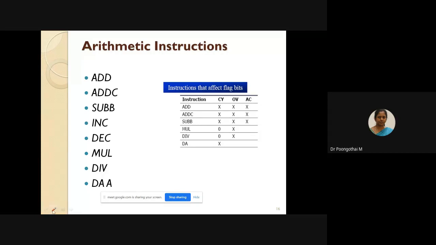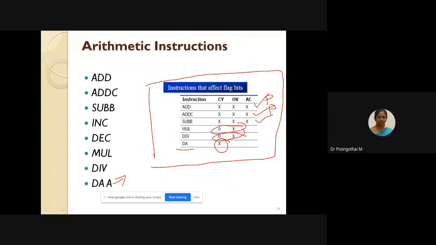Based on the addition, subtraction, multiplication, division, these flags are affected. So please look at this table. This is very important. Add, these 3 flags will be affected: carry, overflow, auxiliary carry, along with parity. Subtract also. Multiplication, only 2 flags, carry and overflow. Division, carry and overflow. Decimal adjust accumulator is a unique instruction of your 8051, where the hex value is adjusted into decimal. So only the carry flag will be affected. Please note down. This table is very important while executing your arithmetic instructions.